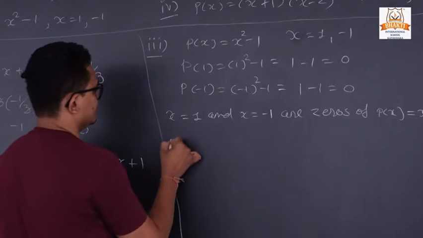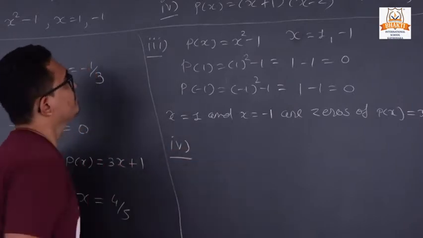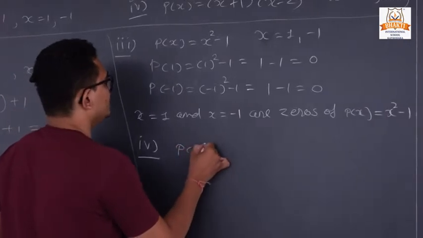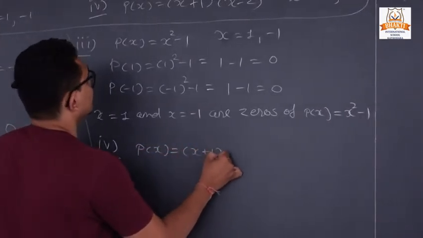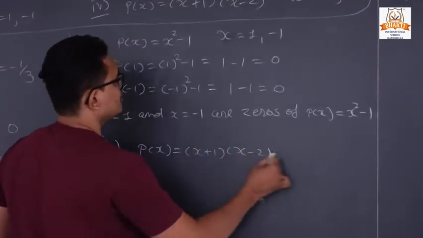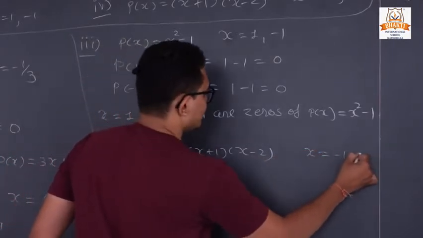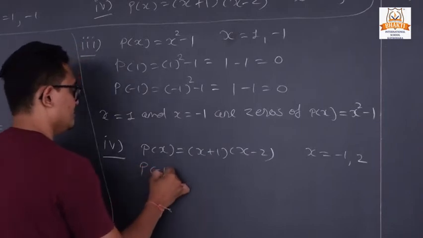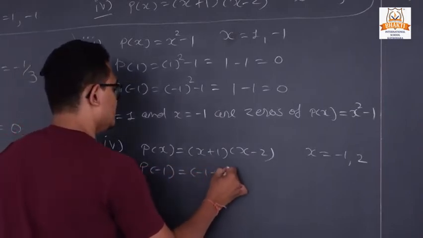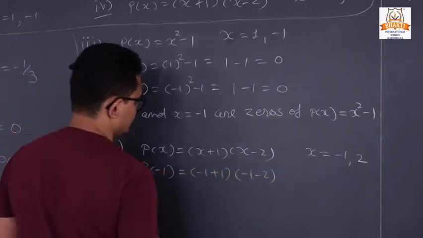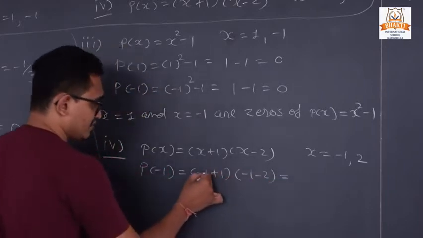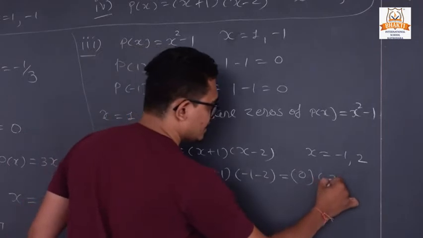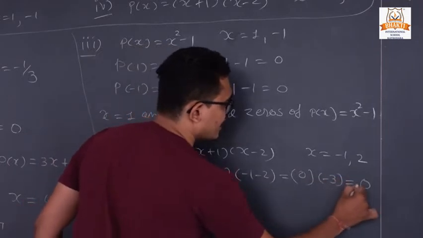Now next, the fourth sum. Once again they are giving us a polynomial, x plus 1 times x minus 2, and once again they are giving two different values. First of all we will put minus 1. So minus 1 plus 1, minus 1 minus 2. Minus 1 plus 1 is 0, and minus 1 minus 2 is minus 3. So 0 into minus 3, once again we get 0.